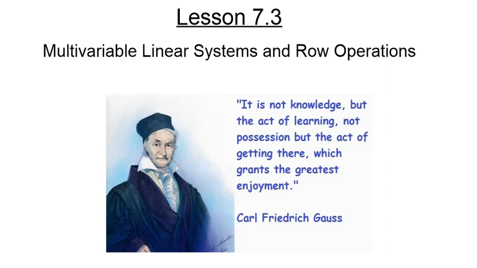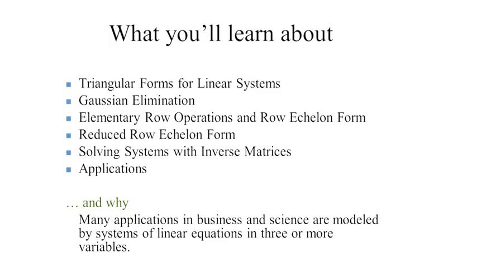Lesson 7.3, Multivariable Linear Systems and Row Operations. In this lesson, we're going to talk about many new strategies that we haven't talked about in the past. They're not really difficult, but they are time-consuming. What we're going to focus on in this lesson: triangular forms of linear systems, Gaussian elimination, elementary row operations in row echelon form, reduced row echelon form, solving systems with inverse matrices, and then discuss a few applications of these types of problems.